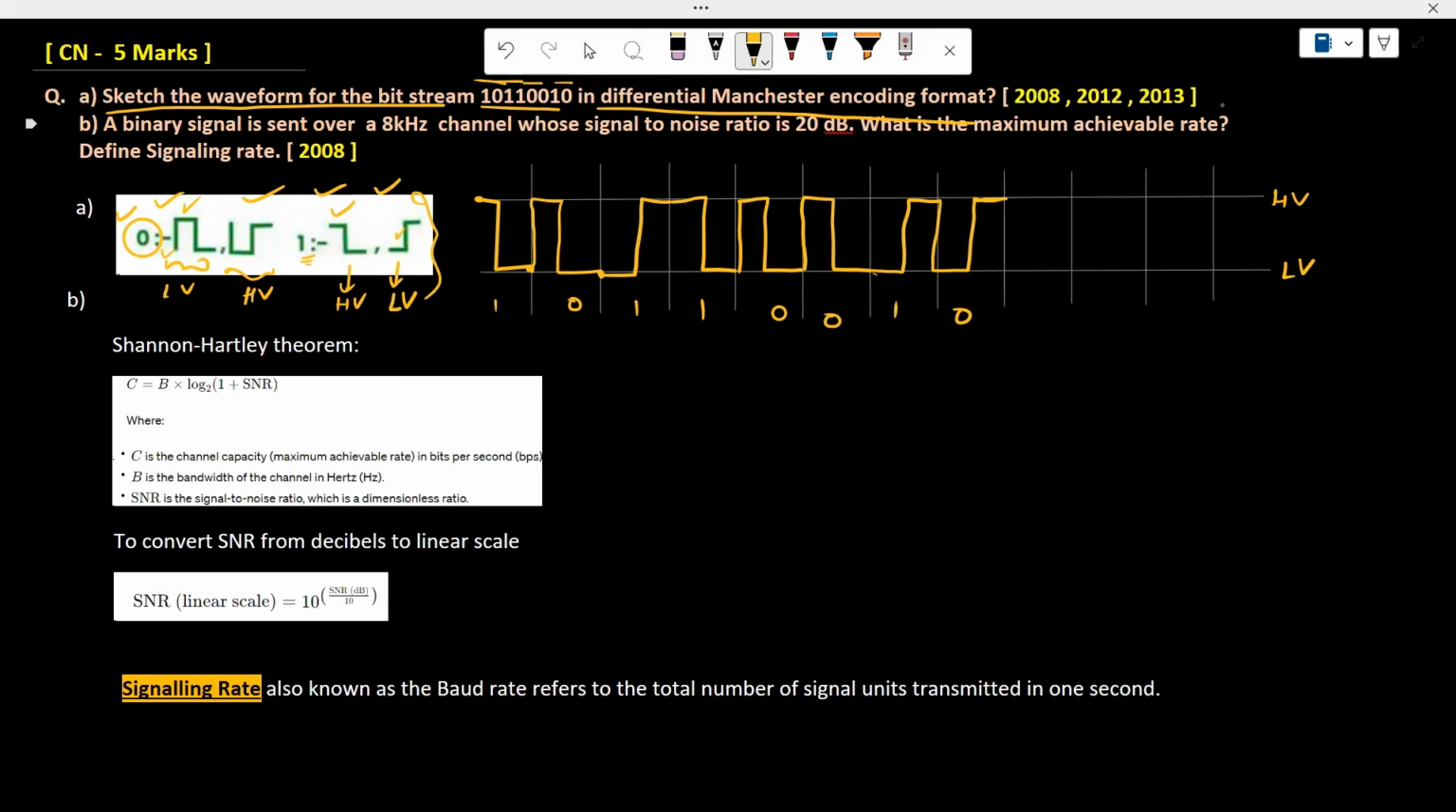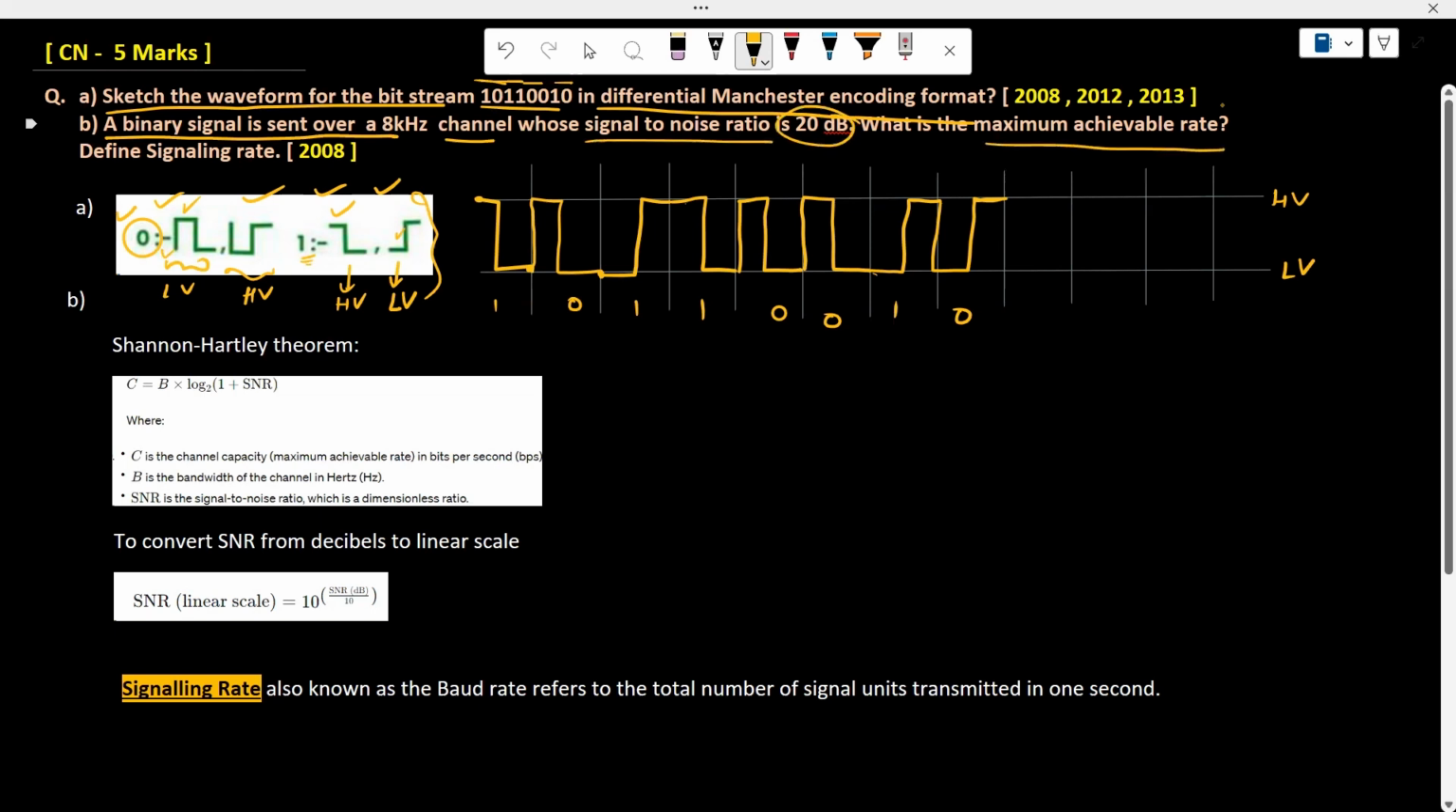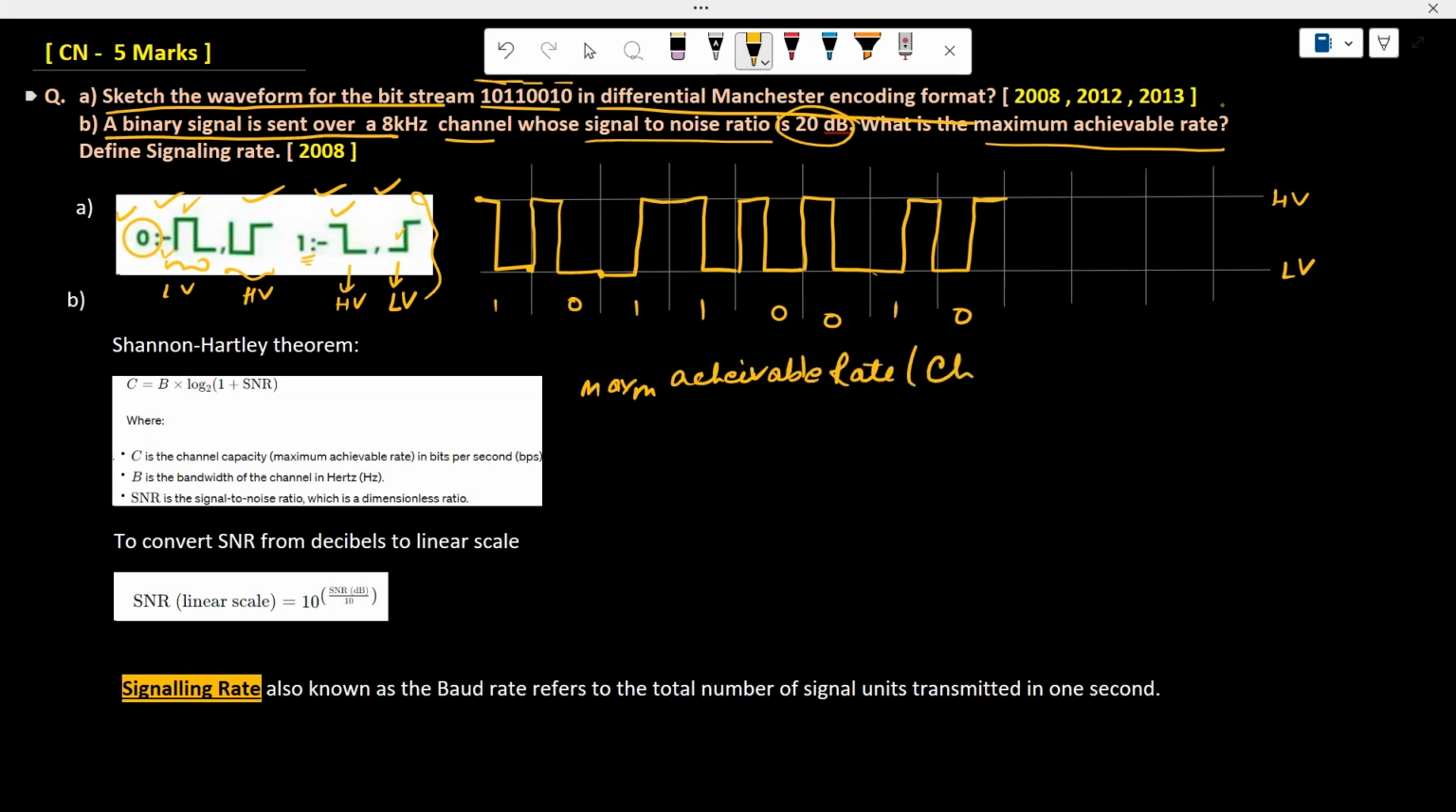Now question 2. A binary signal is sent over an 8 kilohertz channel whose signal to noise ratio is 20 decibel. What is the maximum achievable rate? The maximum achievable rate is nothing but the channel capacity.